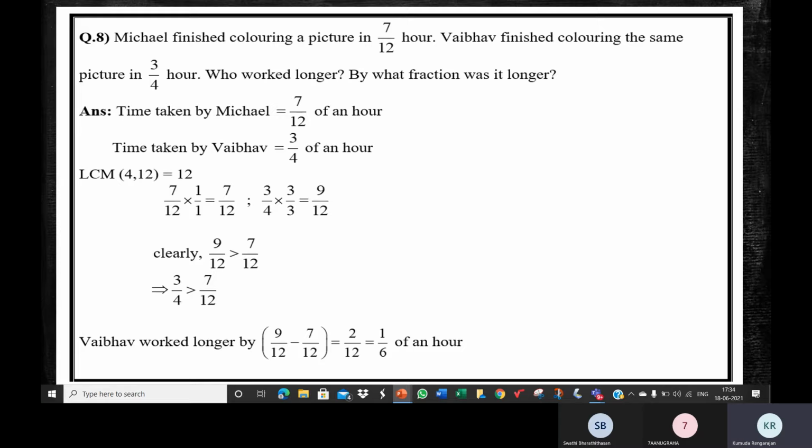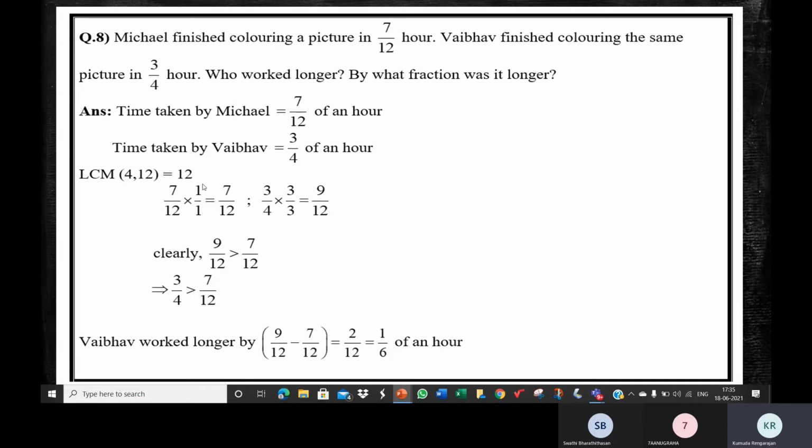Make them like fractions. You know the procedure. So here we made them like fractions. Now we compare their numerators. 9, 7. 9 is bigger. If 9 is bigger, who's 9? 3 by 4. That is Vaibhav. 9 by 12 corresponds to 3 by 4, which corresponds to Vaibhav's time.